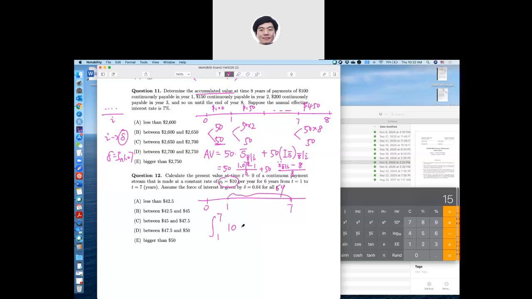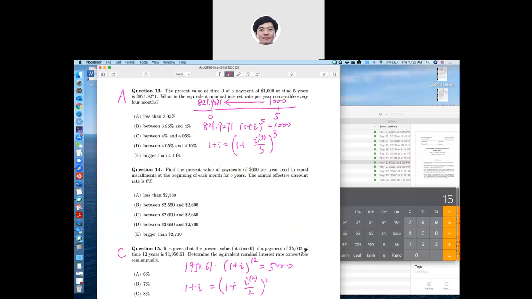And then for each payment, I want to discount back to 0. So I start from 0, not 1, to the current time t. Delta is a constant, so 0.04 ds dt. So I have integral from 1 to 7, this is 10 e to the negative 0.04 t dt. Right, so calculator should be able to give you the answer from here.